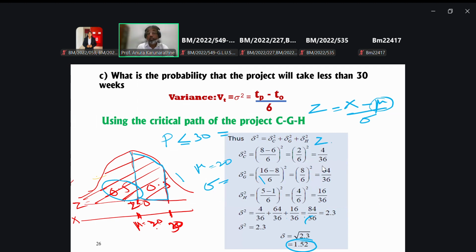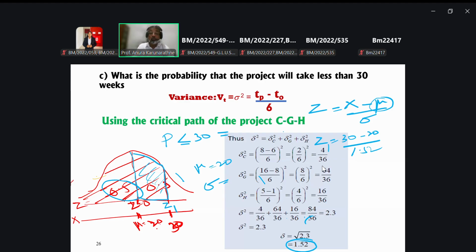If I take this as Z1, how to obtain this particular probability value? If you know this probability, you can add 0.5 to it, right? So how to obtain it? X is 30, mu is 20, divided by the standard deviation 1.52, right? Then 10 divided by 1.52. The answer is 6.5.